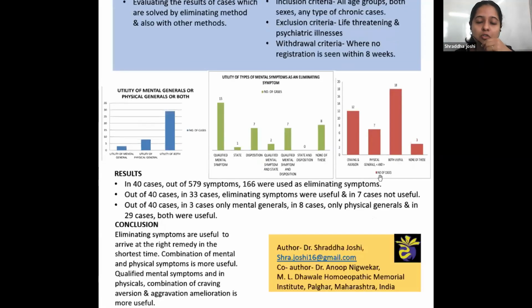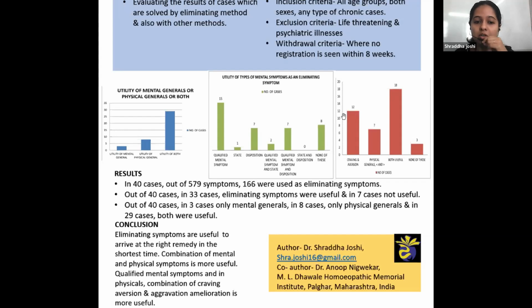It was also found that among mental general symptoms, qualified mental symptoms were useful in the majority of cases, followed by disposition and state. And also it was found that a combination of both, be it qualified mental plus disposition or qualified mental symptoms plus state, was also useful. And in physical general symptoms, it was observed that cravings and aversions were useful in the majority of cases.